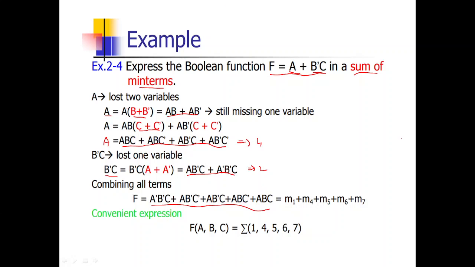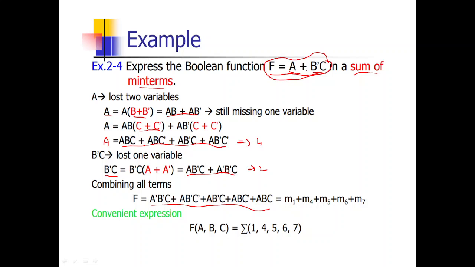And what is the min term representation here? For A dash B dash C, it is M1. And next are M4, M5, M6 and M7. So M1 plus M4 plus M5 plus M6 plus M7. So we can represent this as f of ABC equals summation of 1, 4, 5, 6, 7. Right? So the given Boolean function is in standard form.